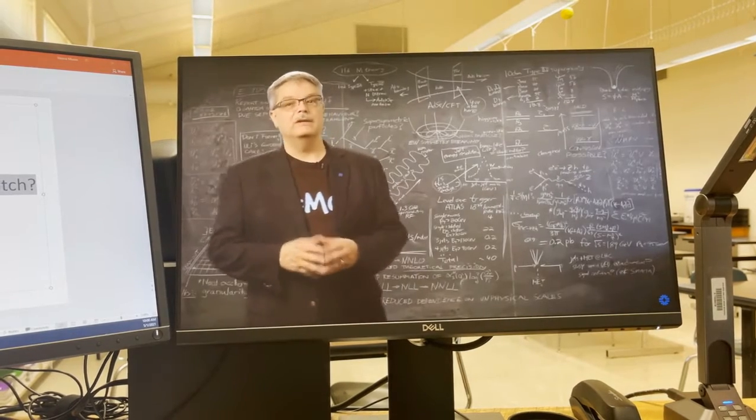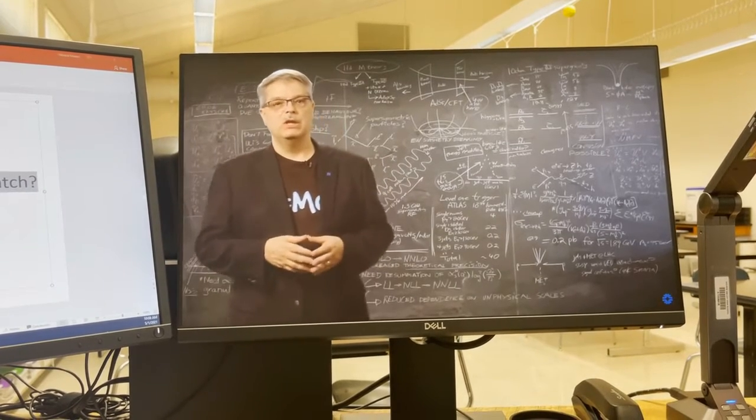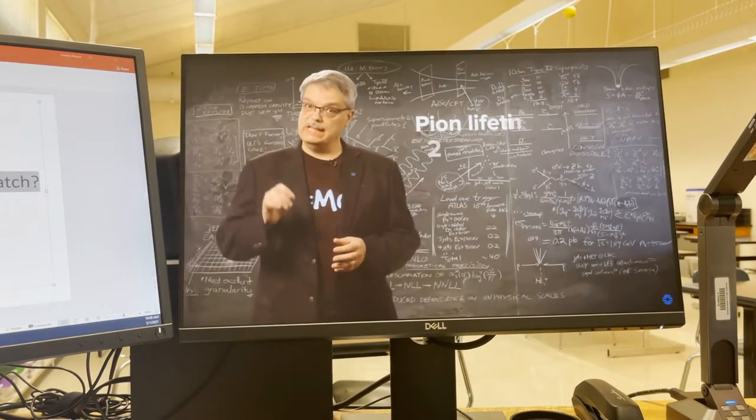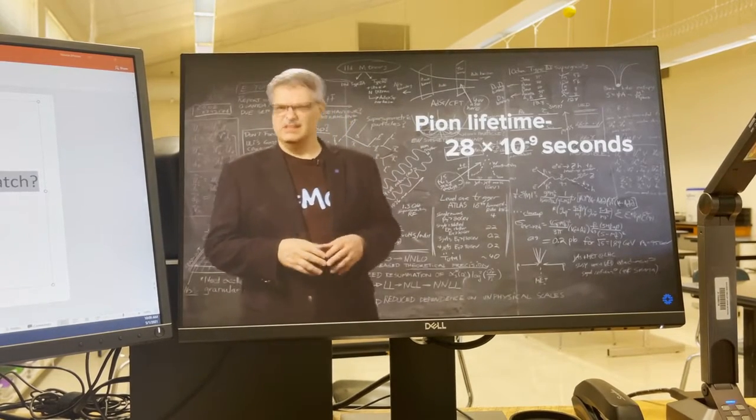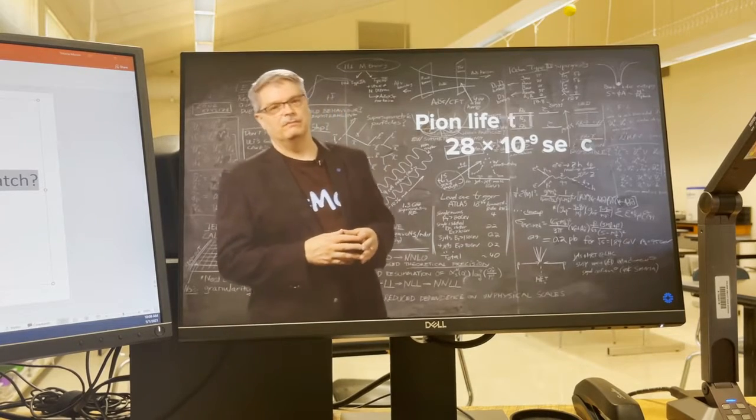The lifetime of a pion is easy to measure. Suppose we make a bunch of pions that are stationary. We find that they live a characteristic amount of time before they decay. They live 28 billionths of a second. Some live longer and some live shorter, but on average, that's how long they live.